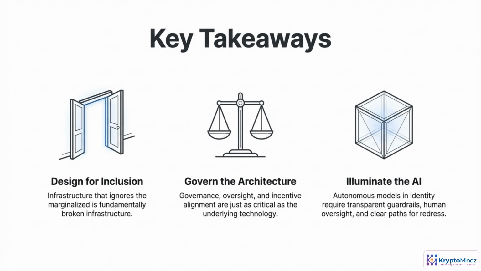As you look ahead, anchor your decisions in 3 questions. Who might be excluded, and how do we bring them in by design? Who governs this architecture, and where do incentives misalign? And where is AI making decisions, and how do we make those choices visible, accountable, and reversible?